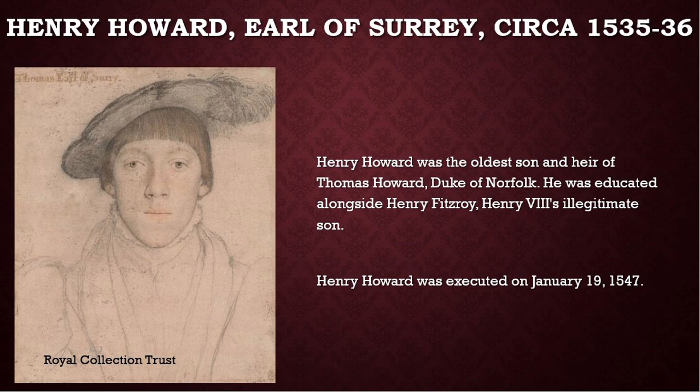Henry Howard was born in 1517, the eldest son of Lord Thomas Howard. Henry took the courtesy title of Earl of Surrey in 1524 when his father succeeded him as 3rd Duke of Norfolk.